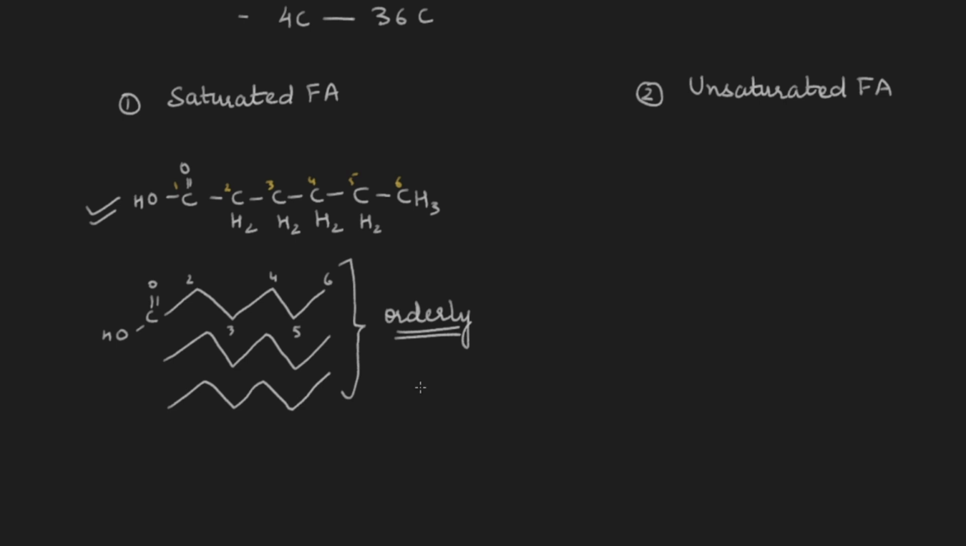So it has some order. So these particular fatty acids, which do not have any double bonds between the carbons in them, are more packaged and have more stability. Therefore, the kind of fat which will have more saturated fatty acids in them will require more heat for them to melt. Therefore, we say that these saturated fatty acids have a higher melting point.